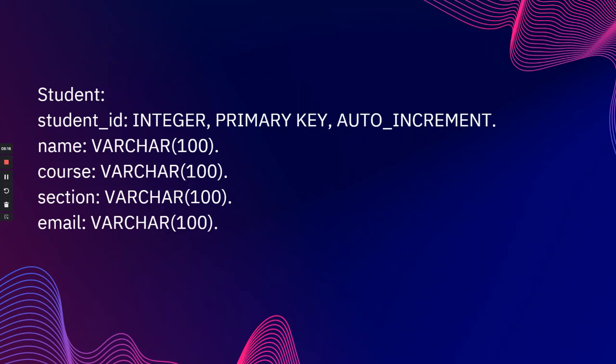Student: student ID is an integer, primary key, and auto increment. Name, course, section, and email are all varchar 100.